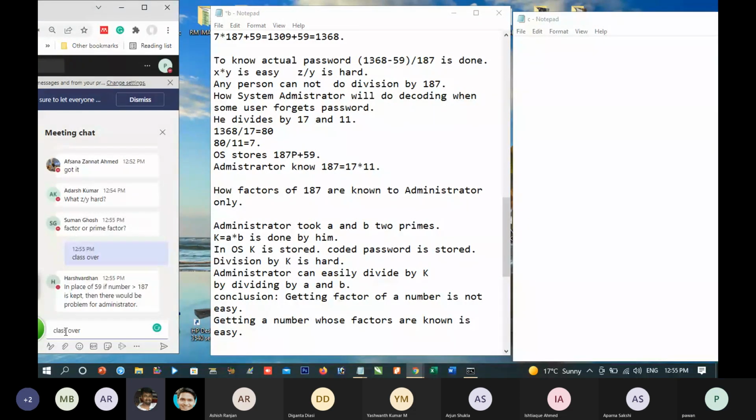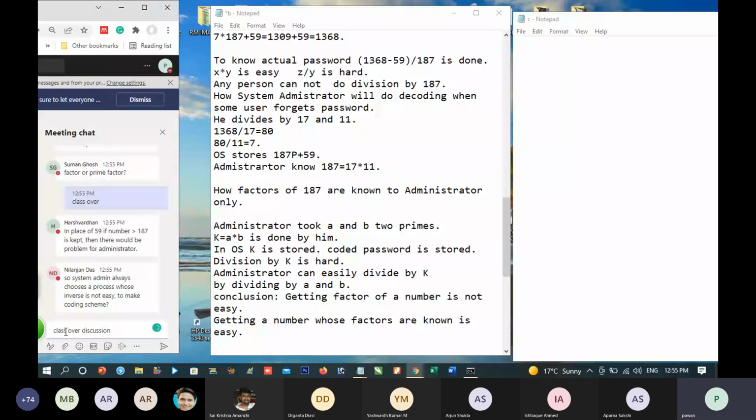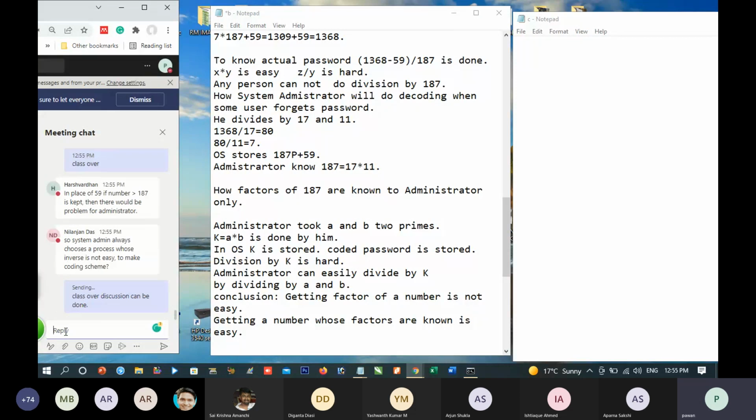Sir, what is a system administrator, sir? A person who controls the operating system, who is in charge of our computer center in IIT Kharagpur.